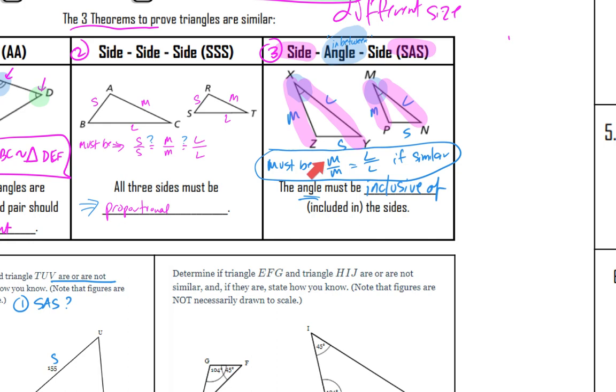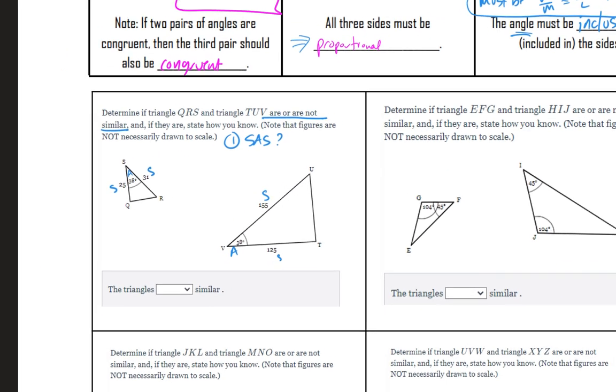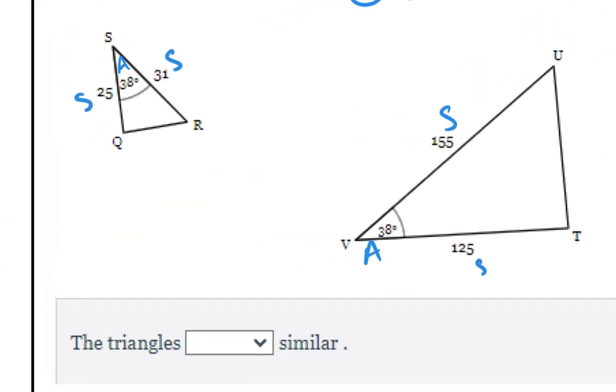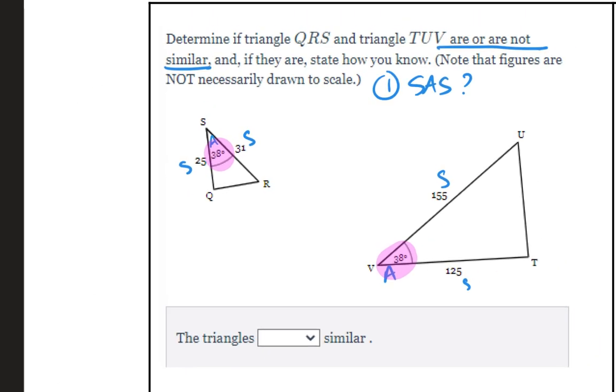So how we do that is we compare those, and we want to see if those are similar. So let's take a look over here and see what we have going on. Let's first check out the angle in between. That's 38 and that's 38. So that has to be true first for it to be SAS. If that's not true, then there's no way. So that part is good so far. The angle part is good. Okay, that gets a check mark.